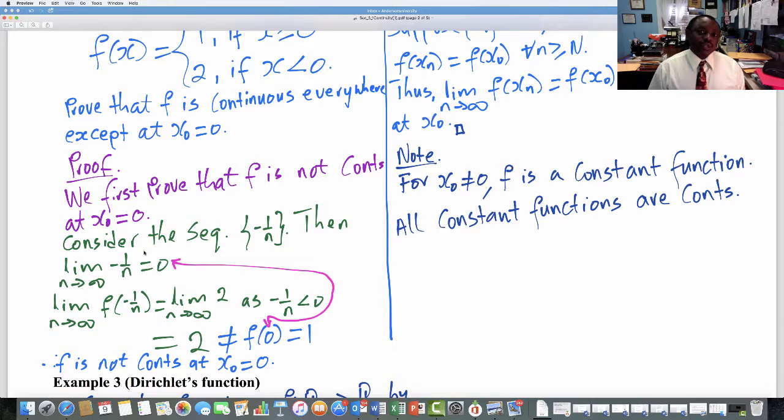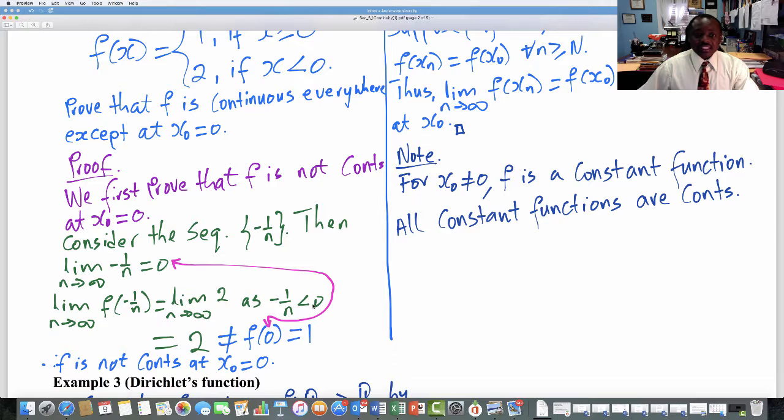To prove that f is not continuous at 0, what we would do is find a sequence xn that converges to 0 and show that f of xn does not converge to f of 0. So let's try that. Consider the sequence negative 1 over n. Then limit as n approaches infinity of negative 1 over n is 0. Let's now investigate the limit as n approaches infinity of f of negative 1 over n. That equals limit as n approaches infinity of 2.